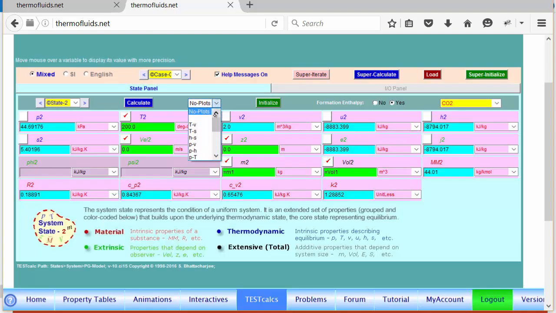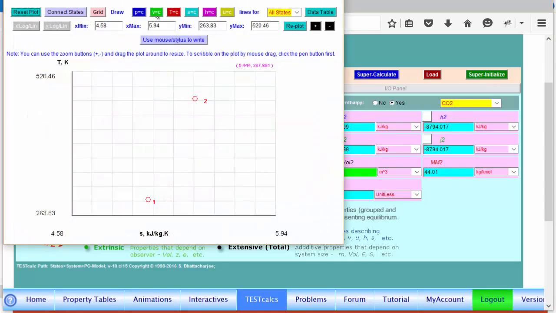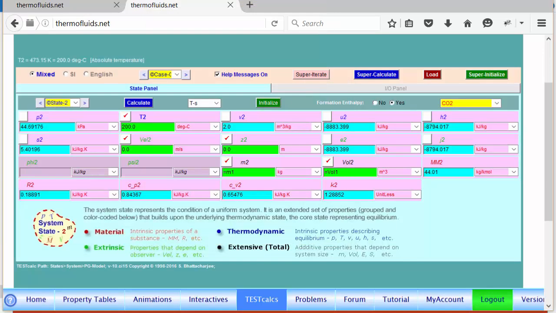Calculated states can also be plotted on, say, a TS diagram, and you can make a visual verification. You know the volume remains constant, so if you draw a constant volume line, it should go through state 1 and 2, and that gives you confidence in your calculations that you didn't make a big blunder.